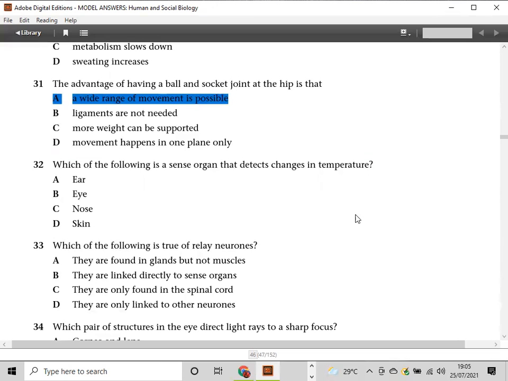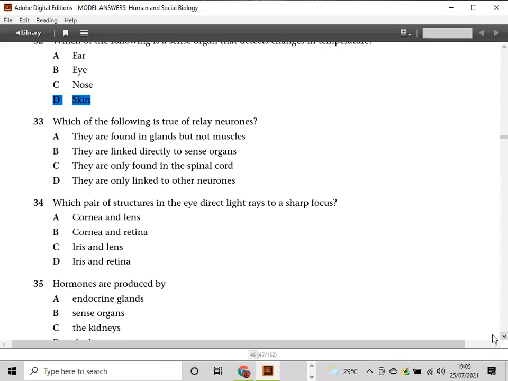The following sense organ detects changes in temperature. That is your skin. Alright. The feeling cold, so 33 is D. And 34 is E, the cornea and lens. Hormones are produced by the endocrine glands.